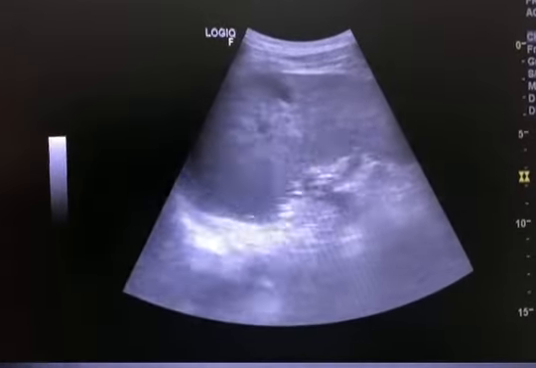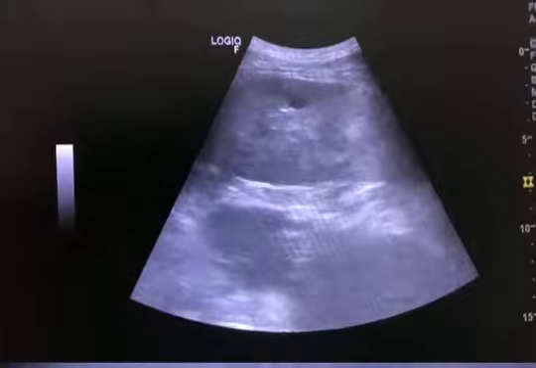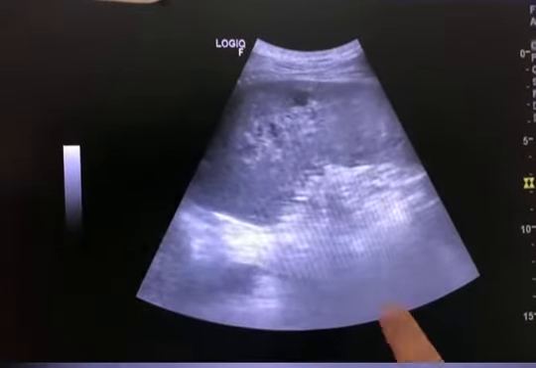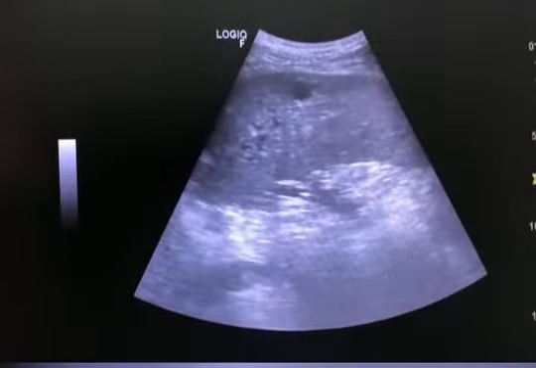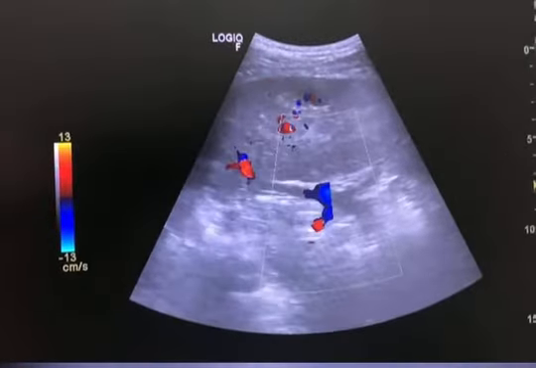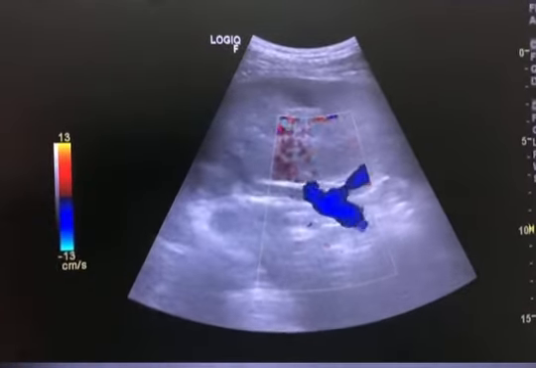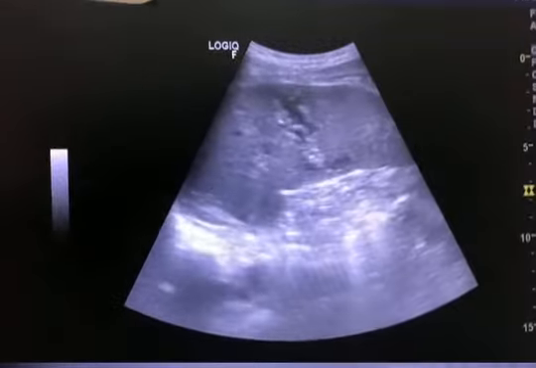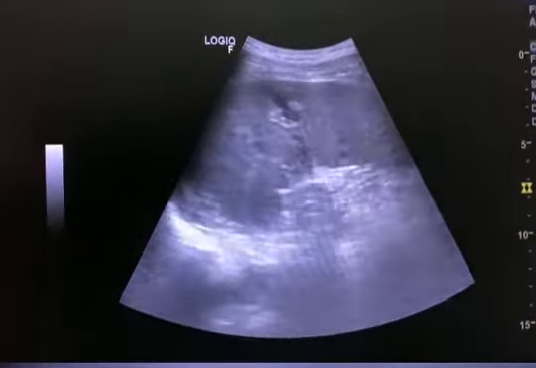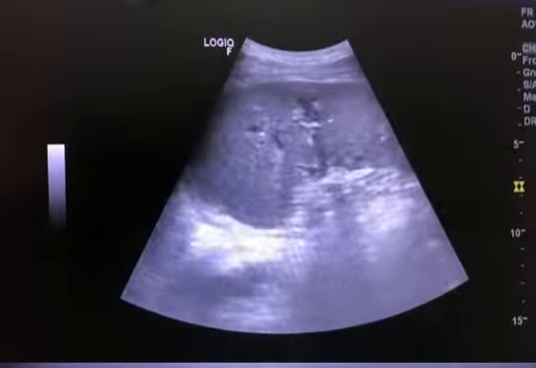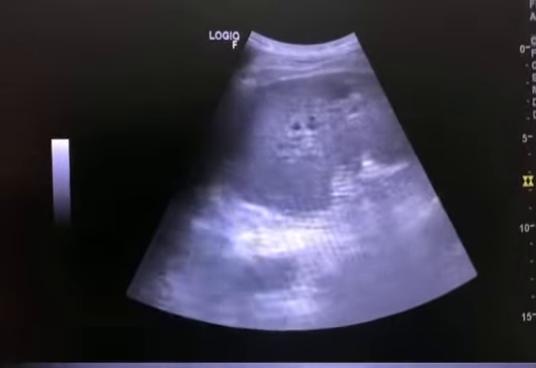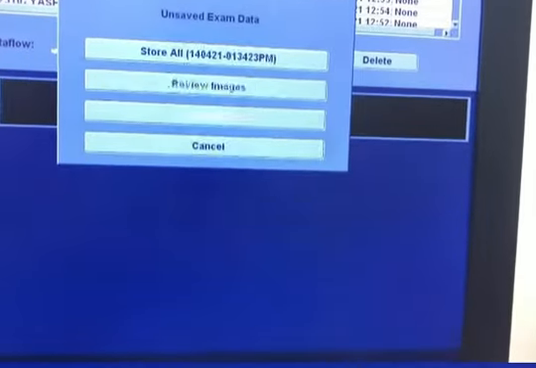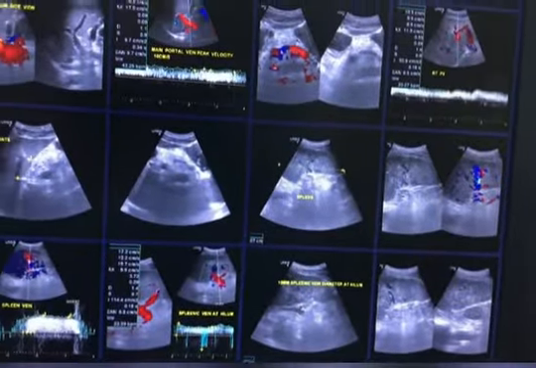Spleen is measuring around 14 centimeter, and this is the splenic vein. It is not showing any thrombosis, only intraparenchymal dilatation of the spleen is seen. And the rest we will see in these images, the findings.